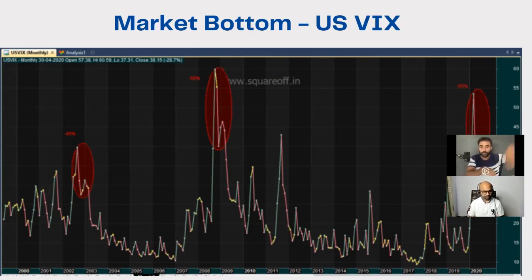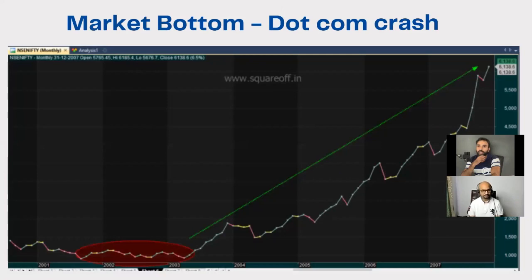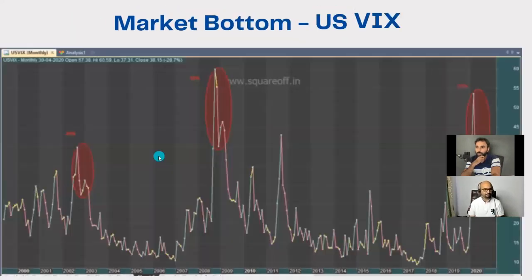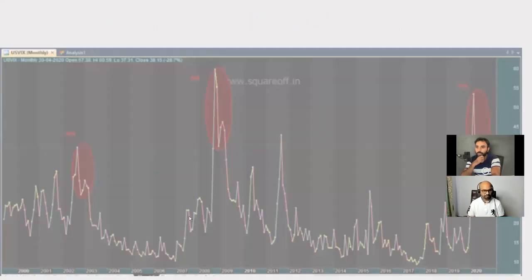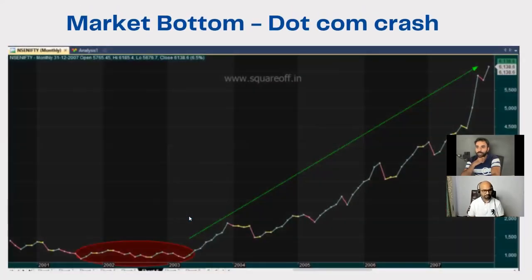The market did not move up suddenly. The market was staying calm and slowly just moving sideways. But VIX crashed instantly after all these periods. Then when I checked the respective chart in Indian markets, exactly when the VIX crashed in 2002 end, that is exactly when the market bottomed out in Indian markets.